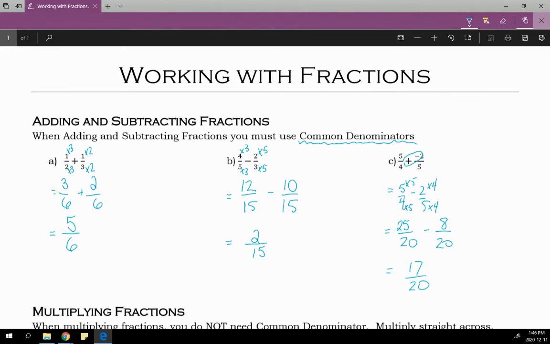Okay, it didn't happen with any of these questions, but if you ever end up with a fraction where you can reduce it, you always want to double check that all of your answers are in lowest terms.